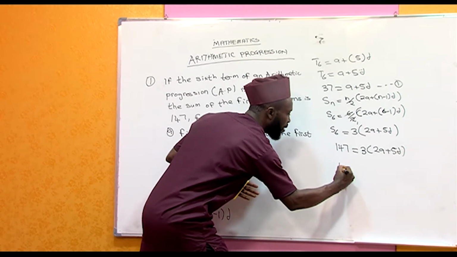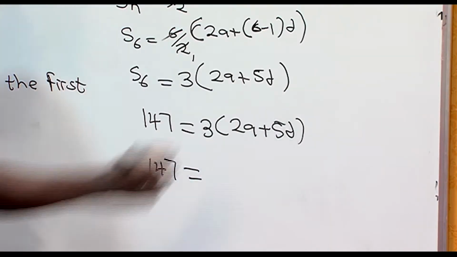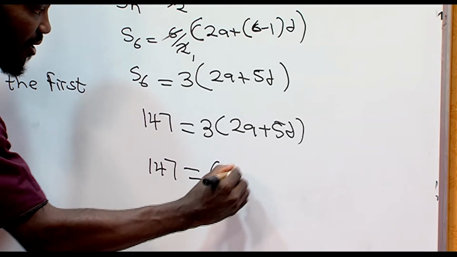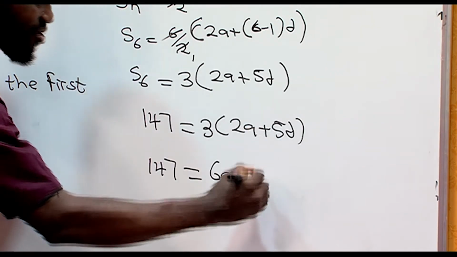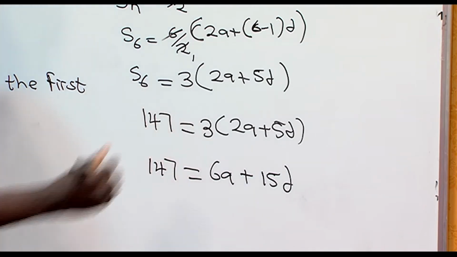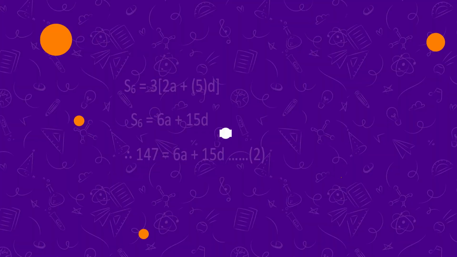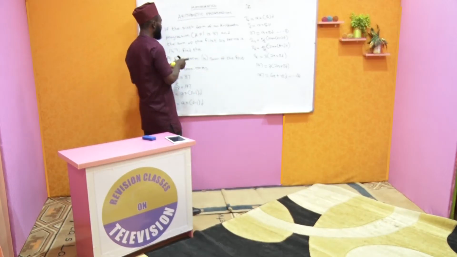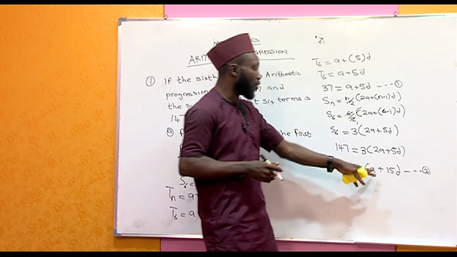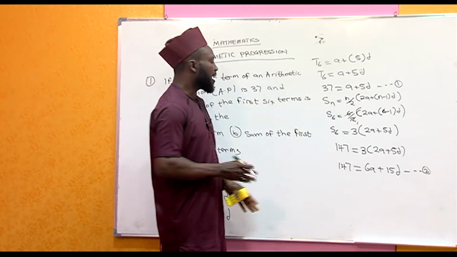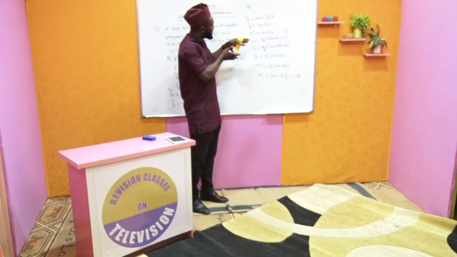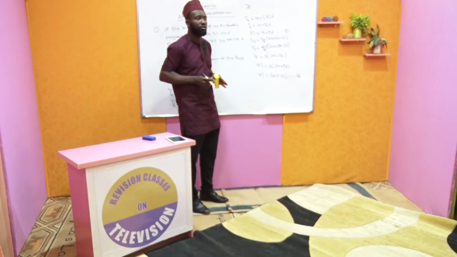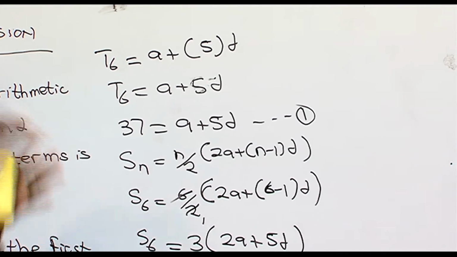So from here, I will have 147 = 3 multiplied by 2a, which gives 6a, plus 3 multiplied by 5d, which gives 15d. Then I can name this one equation 2. Don't forget that we are asked to calculate the first term, which means we are looking for a. Now we have two equations, and in this case, when we have two equations, it means that this is a simultaneous equation, which we need to solve simultaneously.